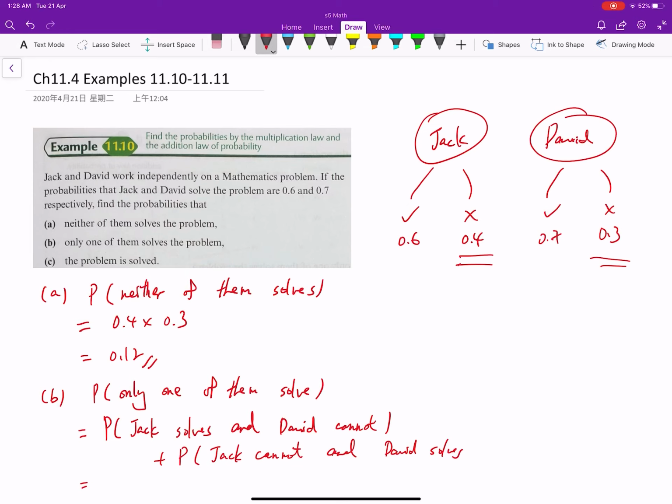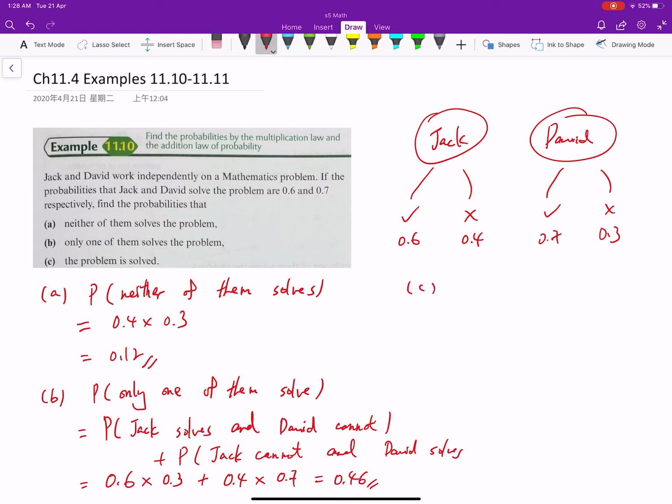So David solves the problem, so we take 0.6. At the same time, David cannot solve, so we get 0.3 here. And in the second case, Jack cannot solve, so we get 0.4, and David can solve this time, so we get 0.7. So we get 0.46.